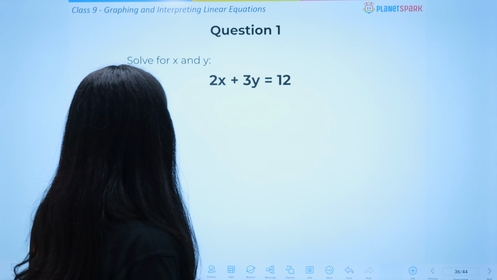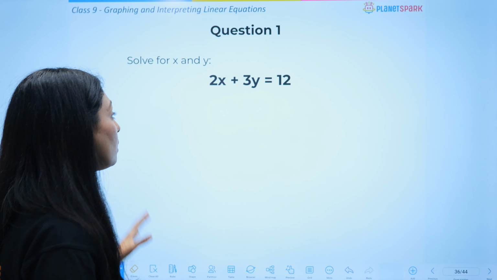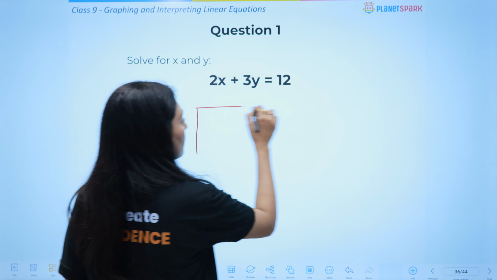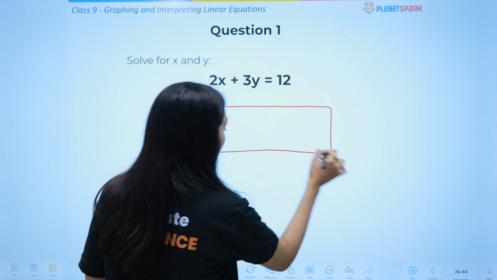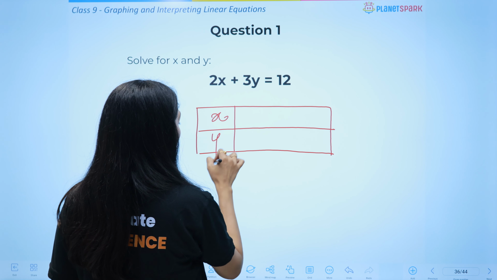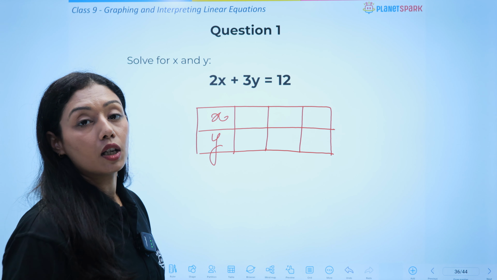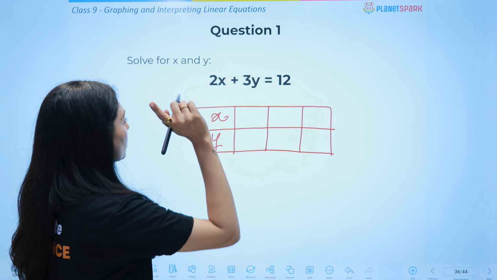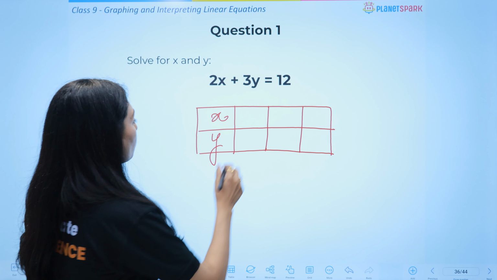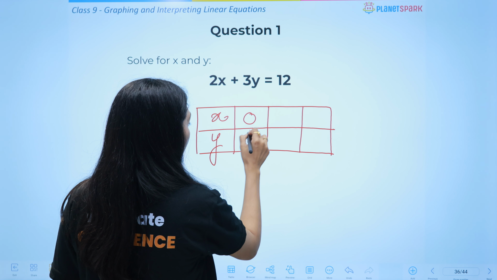Okay. Let's see some questions everybody. Solve for x and y. Infinitely many solutions हो सकते हैं. So let's get a few of them. Table बनाएंगे उसके लिए. We'll put the values of x, corresponding values of y हमें मिलेंगी, or we can put values of y, we can get corresponding values of x there. Okay, so equation है 2x plus 3y equal to 12. Let's say I'm putting x equal to 0. So what is value of y? 3y equal to 12. So y is 4.